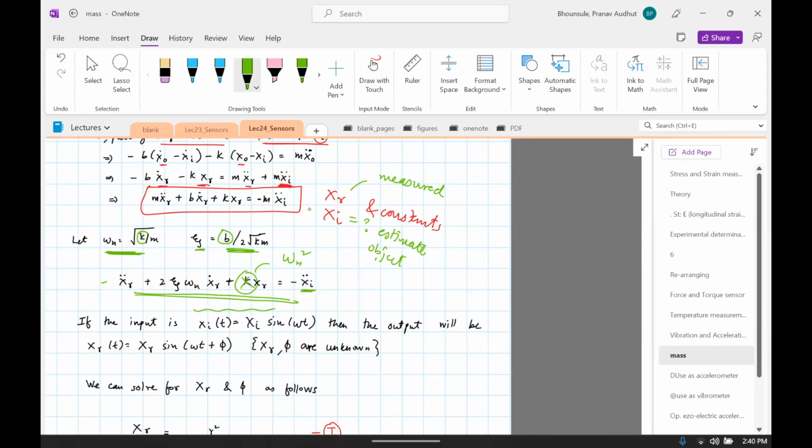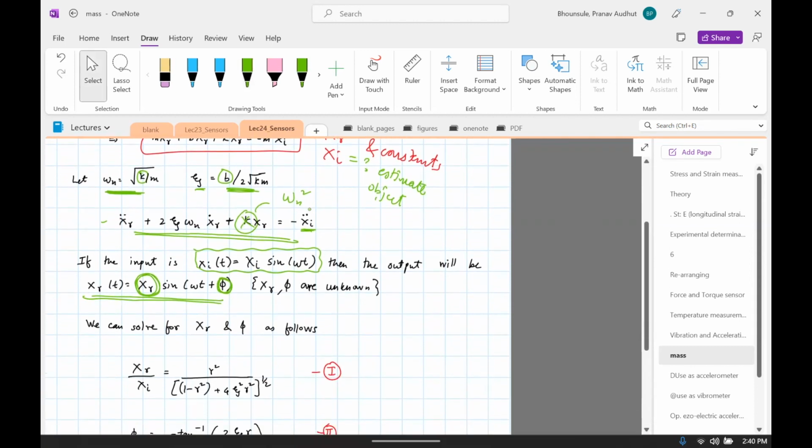Now let's assume that the vibrating object has a sinusoidal profile. If you substitute xi, take the second derivative, and solve for xr, you will get an expression which looks like this. It will have some amplitude, which is unknown, and we have to find that. There will also be a phase difference between xi and xr. We can actually solve for phi and xi. This is a standard exercise when you do a course in numerical methods where they tell you how to solve this.